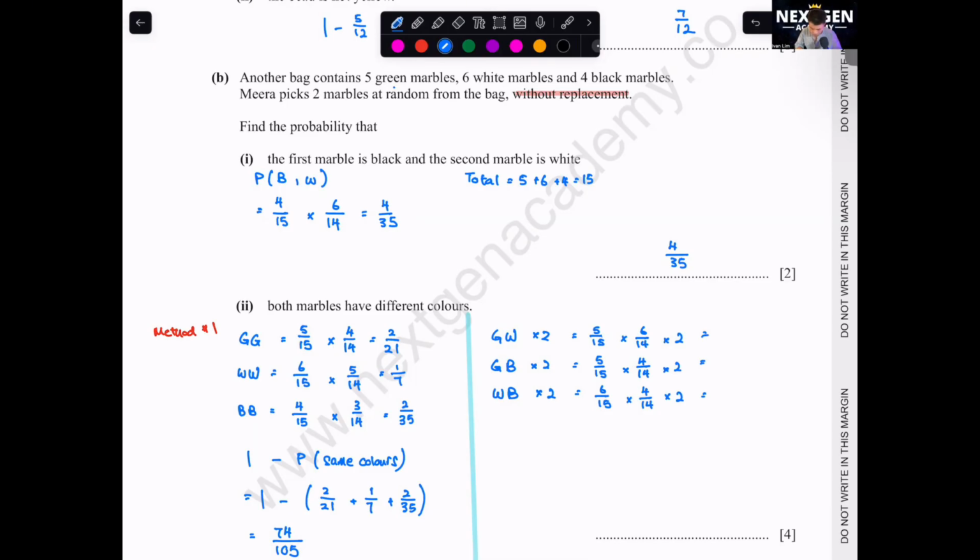5 over 15 times 6 over 14 times 2 is 2 over 7. 5 over 15 times 4 over 14 times 2 is 4 over 21. 6 over 15 times 4 over 14 times 2 is 8 over 35. Then add it all up together. 2 over 7 plus 4 over 21 plus 8 over 35. Same thing.